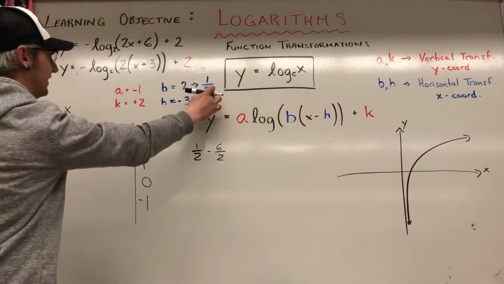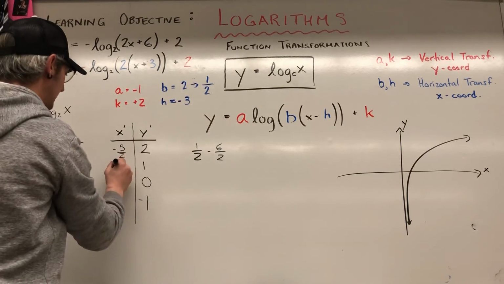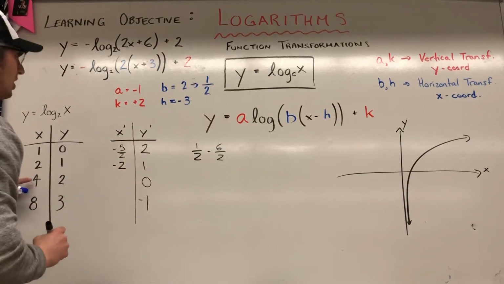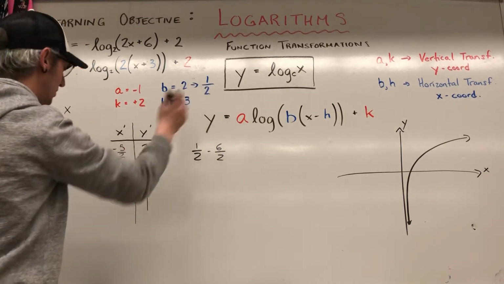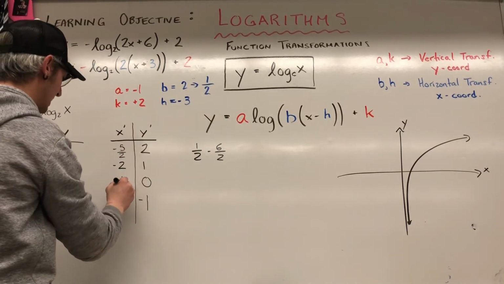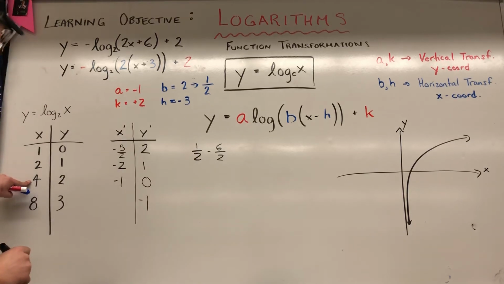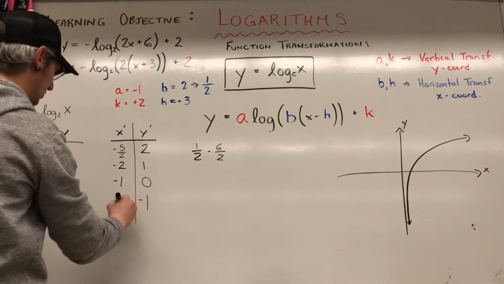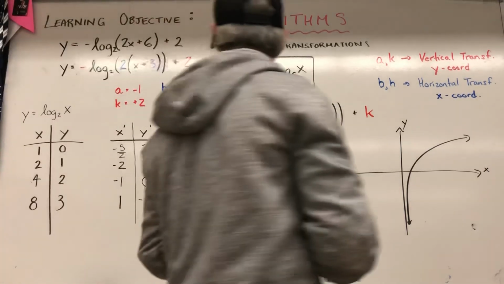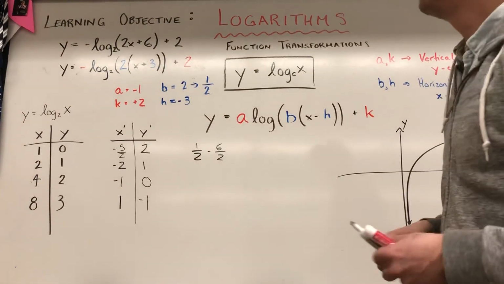2 times 1/2 is 1, minus 3 is -2. 4 times 1/2 is 2, minus 3 is -1, and 8 times 1/2 is 4, minus 3 is 1. There's my transformed function. And let's see what we did here.